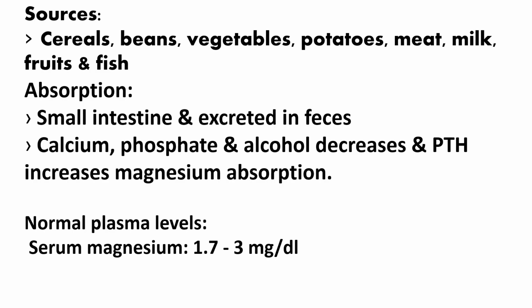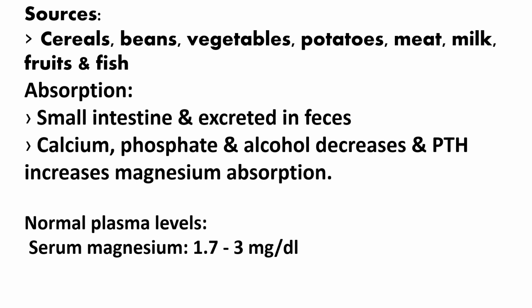As far as the dietary source of magnesium is concerned, cereals, beans, vegetables, potatoes, meat, milk, fruits, and fish are all ideal sources of magnesium. And mainly it is absorbed from the small intestine, as we have discussed earlier, that out of 12 millimoles, 6 millimoles is absorbed, and the rest is excreted in feces.